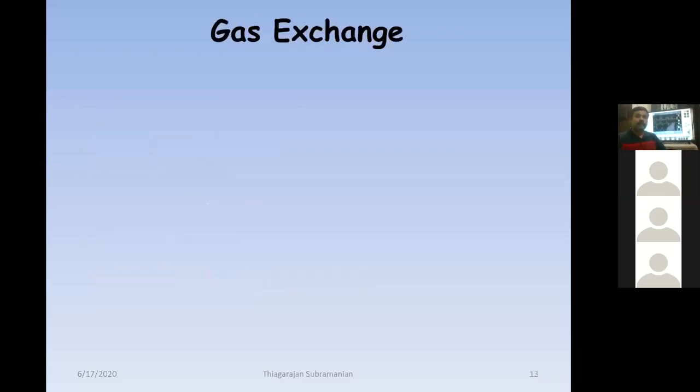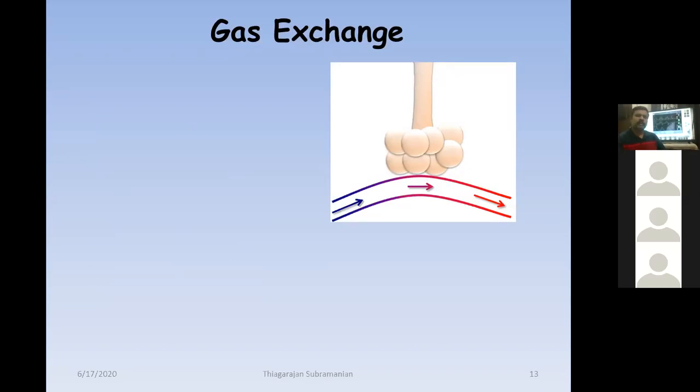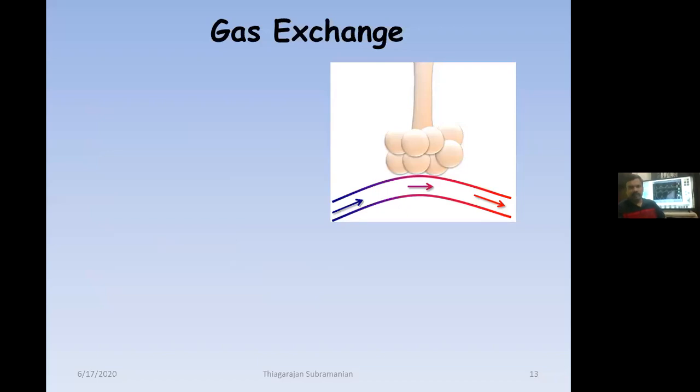Now, gas exchange. You can see in this simple picture a normal cluster of alveoli with a normal capillary, which is delivering carbon dioxide, which is eliminated, and picking up oxygen again. The red one will be going back to the circulation. This happens with every breath, so we are getting this gas exchange.